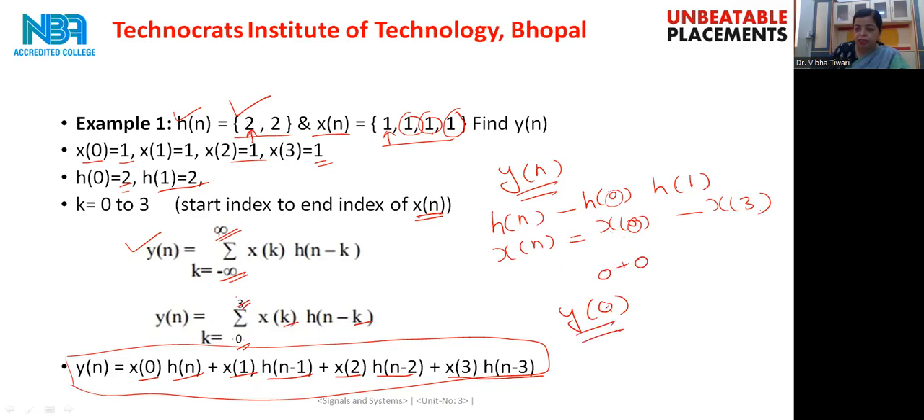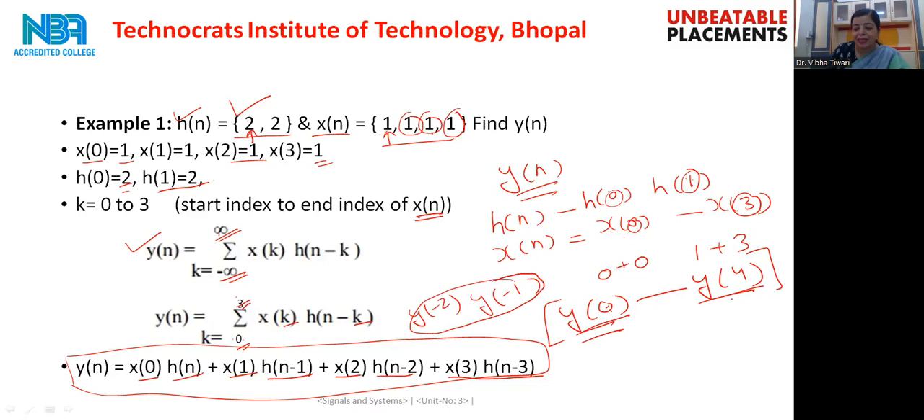This will be the lower range, and here if you add the highest indices of h and x, that is 3 plus 1, that is coming out to be 4. So you have to calculate the value of y till y of 4. So the range of values that you have to calculate is from y of 0 to y of 4. If you try to find other values of y, that is y of minus 1, y of minus 2, you are going to get these values as equal to 0. Similarly, if you try to find the values that are higher than y4, that is y of 5, y of 6 and so on, these values will also be coming out to be 0.